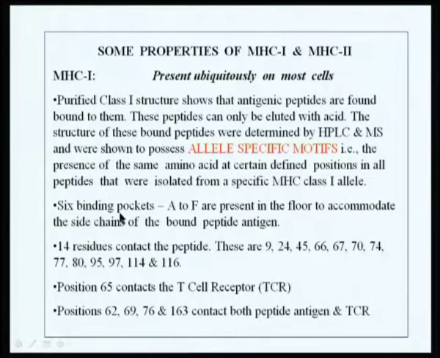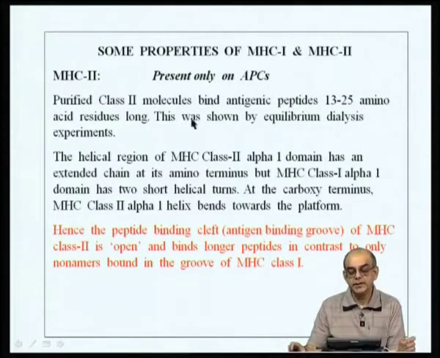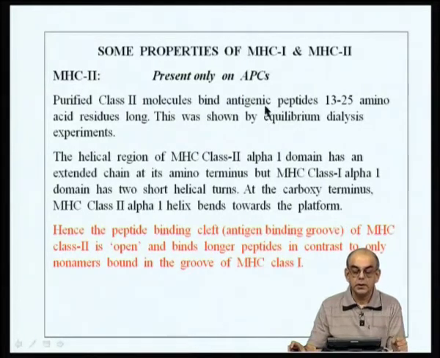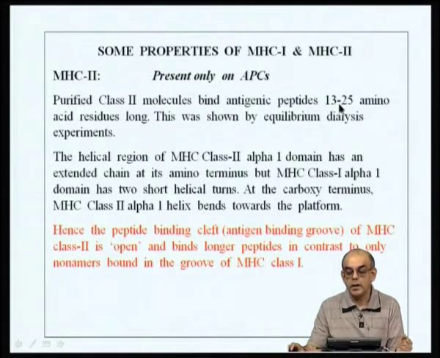Going on further to the next slide, you find that MHC2 is present only on the antigen presenting cells, those cells that present the antigen, like professional antigen presenting cells, dendritic cells, and so on. These have the ability to bind antigenic peptides that are longer than 9 amino acids, because the helical region of the class 2 alpha 1 domain has an extended chain at its amino terminus, allowing it to be open, and therefore allowing it to bind peptides of a longer nature.